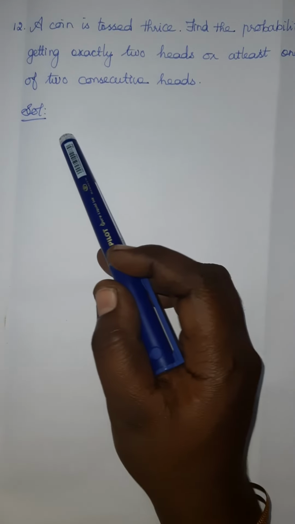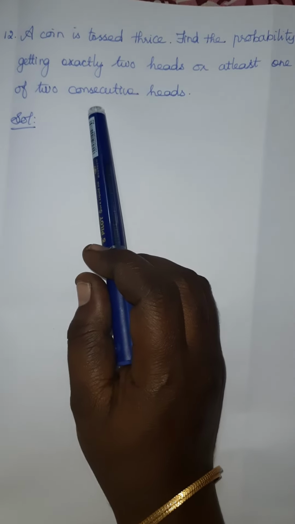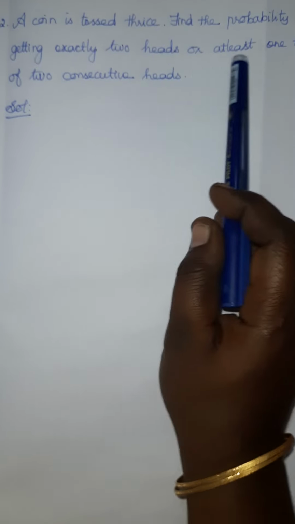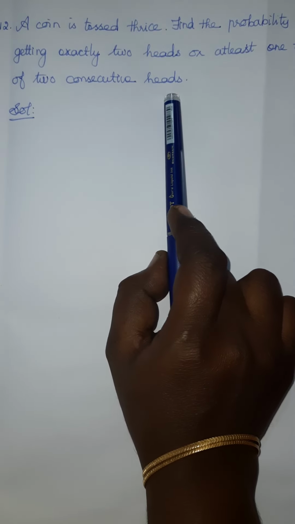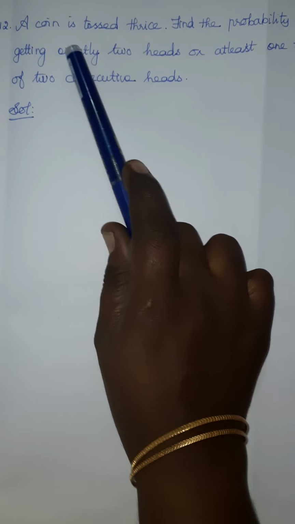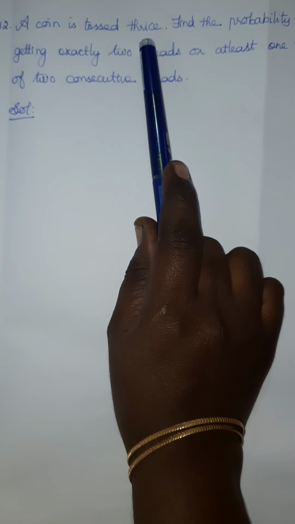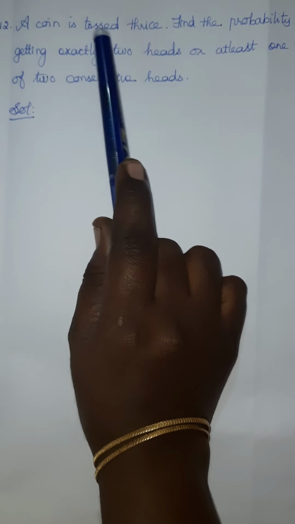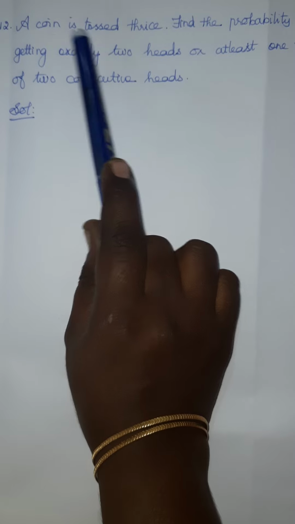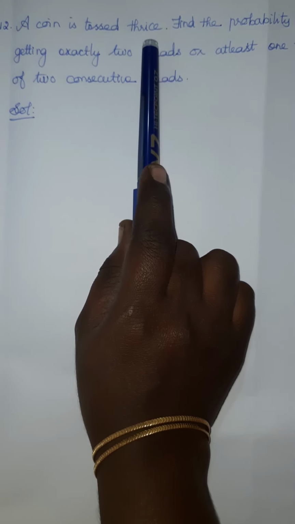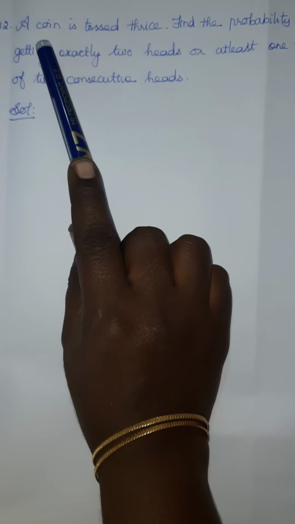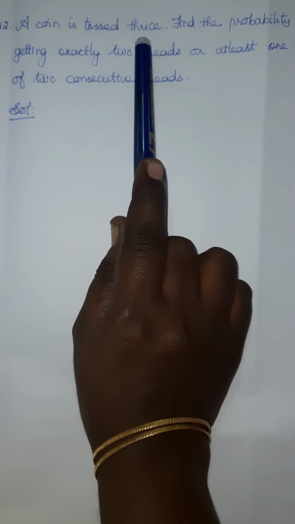Students, let us continue the 12th question. A coin is tossed thrice. Find the probability of getting exactly 2 heads or at least one tail or 2 consecutive heads. How many coins? Only one coin thrice. Three times one coin is tossed, the same way as 3 coins tossed one time. Both are the same sample space. Anyway, you consider 3 coins or 1 coin thrice.